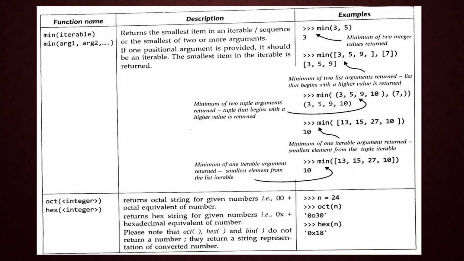And we studied Python's built-in mathematical functions, like len, pow, str, int, float, range, type, abs, divmod, sum, max, min, and then the octal number system, that means conversion of decimal to octal and decimal to hexadecimal. So all those things we studied in today's session.